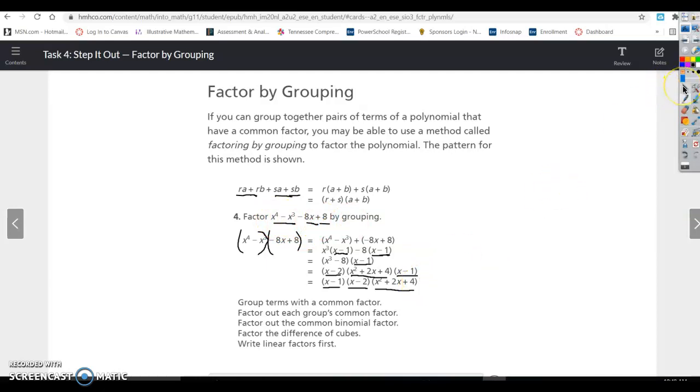Okay? All right, it says group terms with common factor. Factor out each group's common factor. Factor out the common binomial factor. Factor the difference of cubes, and write linear factors first. All right, so that's kind of the steps that you want to do in order to go through this process.